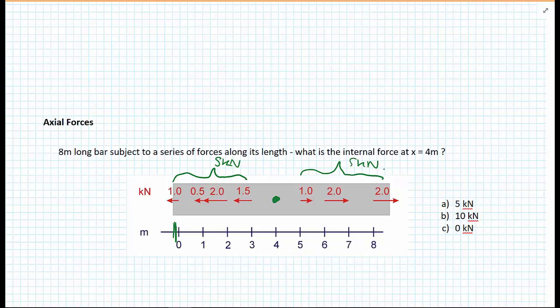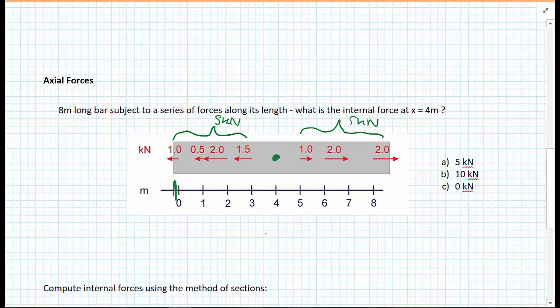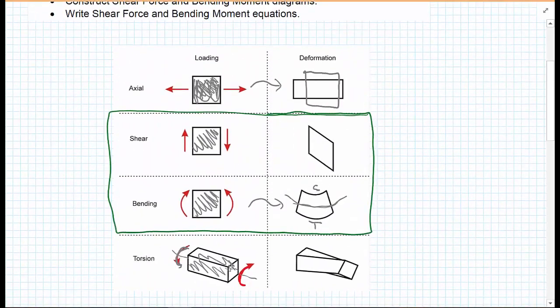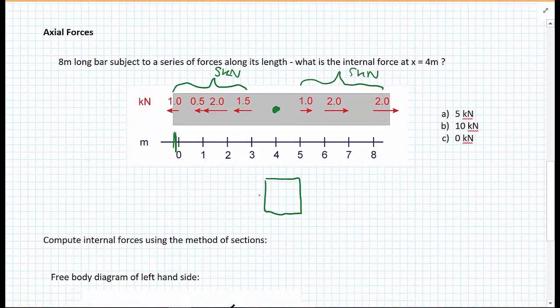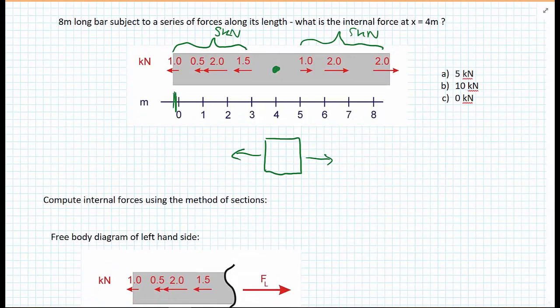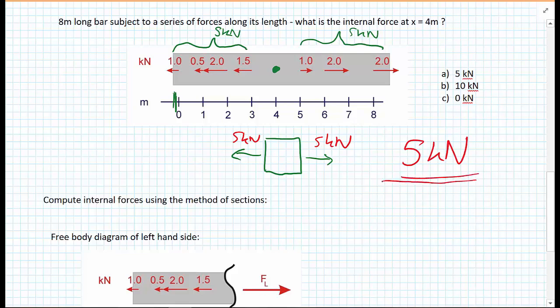So we have to really define what we mean by internal force. And so what we need to do is imagine we have a piece of material at this point, x equals 4 meters, and what we're really interested in, like the diagram we've drawn above, is what are the equal and opposite forces on this piece of material, and that then is the internal force. So in the case of both, we have 5 kilonewtons and 5 kilonewtons, and so we consider the internal force to indeed be 5 kilonewtons.